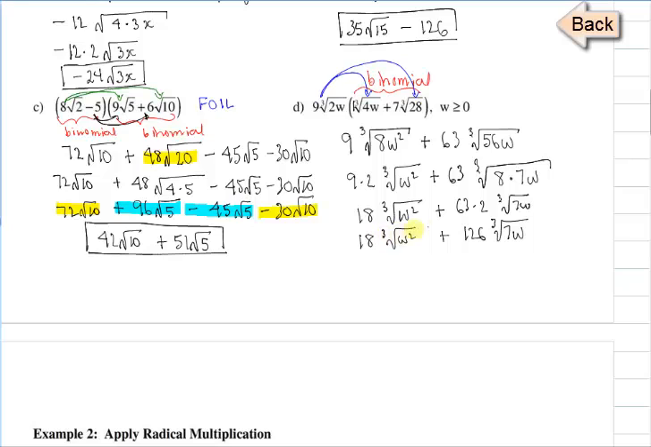Okay, now take a look. We do have the same index on our radicals, but we don't have the same radicands, right? We've got a w squared here and we have a w here. So they're not like terms, and so it is as simplified as it can be. Okay, so this concludes our discussion for example number 1.